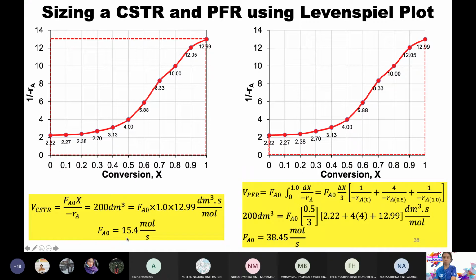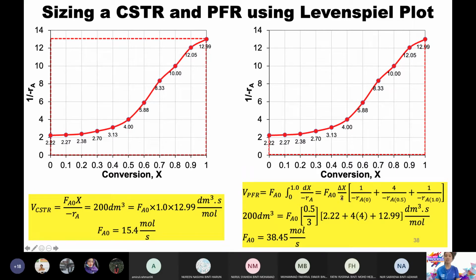Okay, now go to PFR. So for PFR, the volume we already know, 200, equals FA0 times the integral, and we want to integrate from 0 to 1. Why is it 0 to 1 now? Because for a single PFR, it goes from 0 conversion to final conversion 1. dx per minus RA. Okay, so we solve this. Left hand side is volume 200. Right hand side, FA0, I leave it because I want to calculate it.